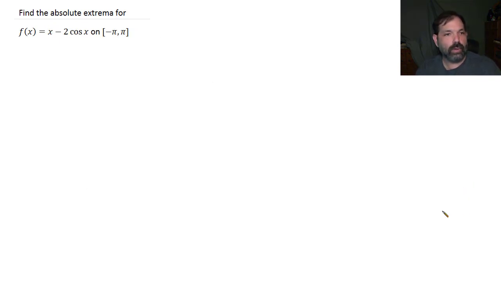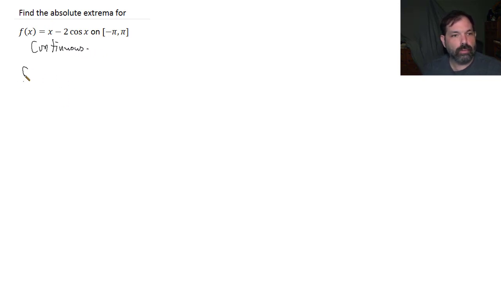So here we have a function x minus 2 cosine x on negative pi to pi. This one may be a little tougher because it involves a trigonometric function. Again, this would be a good time to pause to try this one out on your own. The function x is polynomial, so it's continuous everywhere. Cosine x is continuous everywhere, so this function is continuous. All right, so we don't have any continuity concerns.